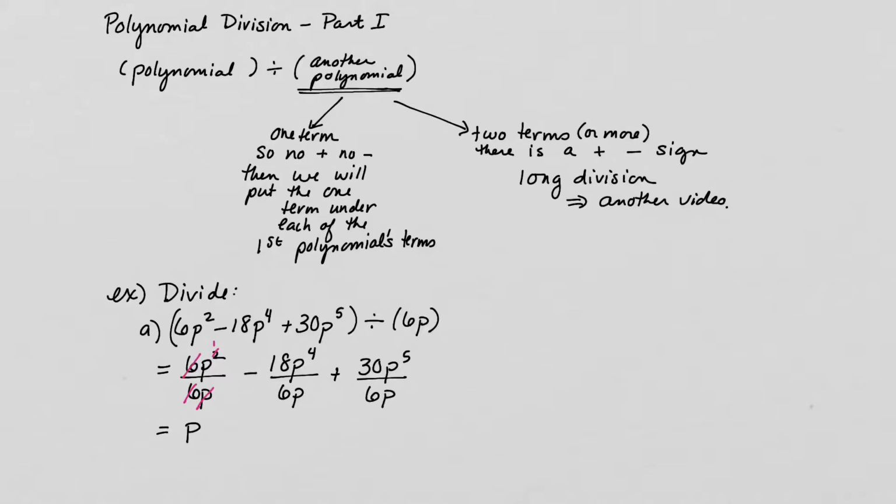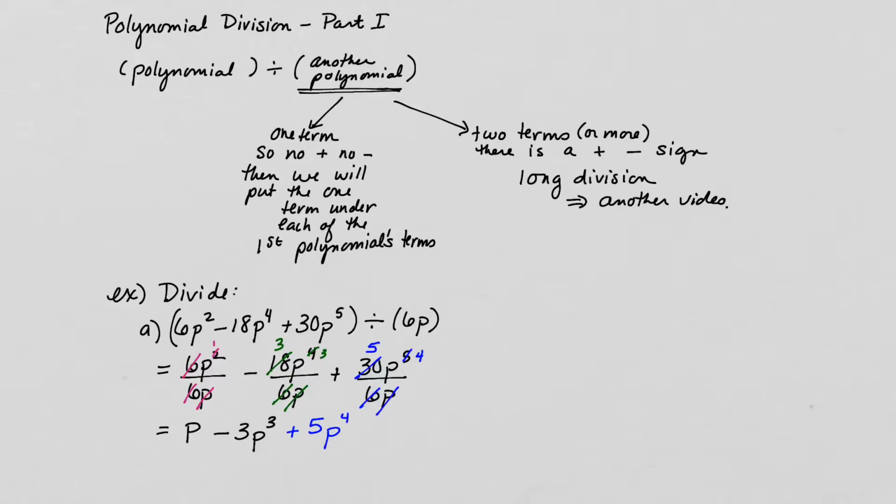In this piece here, 6 goes into 18 3 times. My 1p here gets rid of one of these 4, so I'm left with 3 of them. So I'd have minus 3p cubed. And in this last one, the 6 goes into 30 5 times. This 1p goes into the 5, and I'm left with 4 of them. So this becomes plus 5p to the 4th.